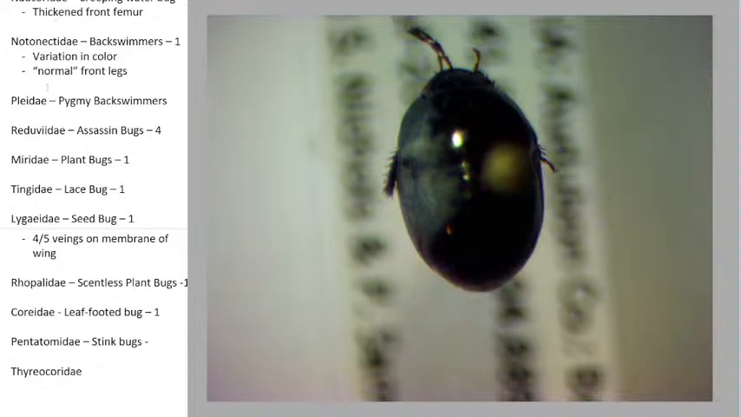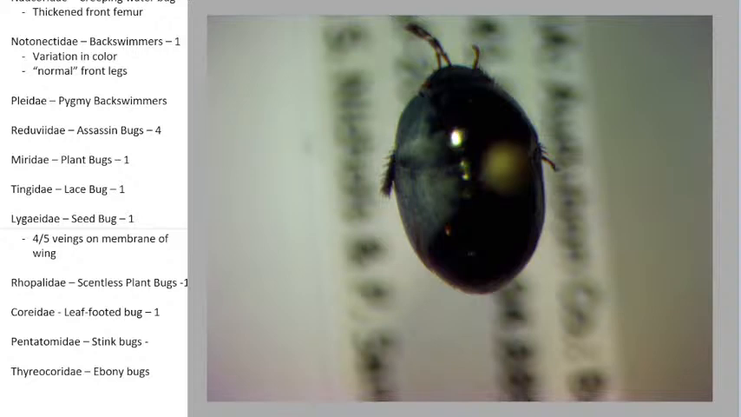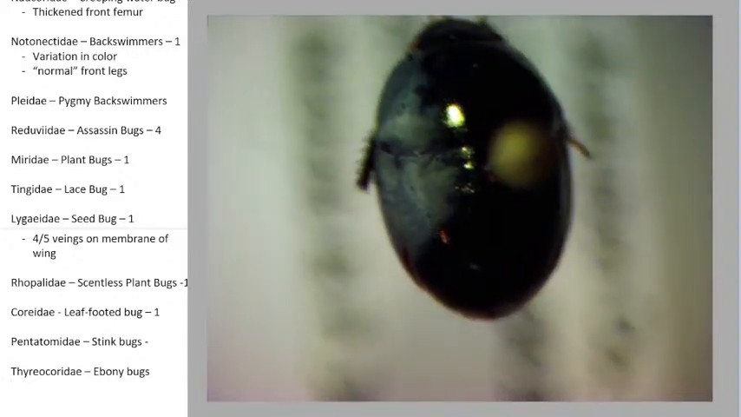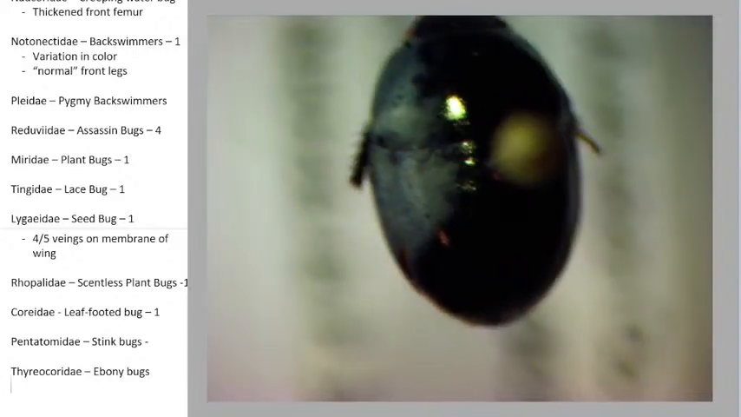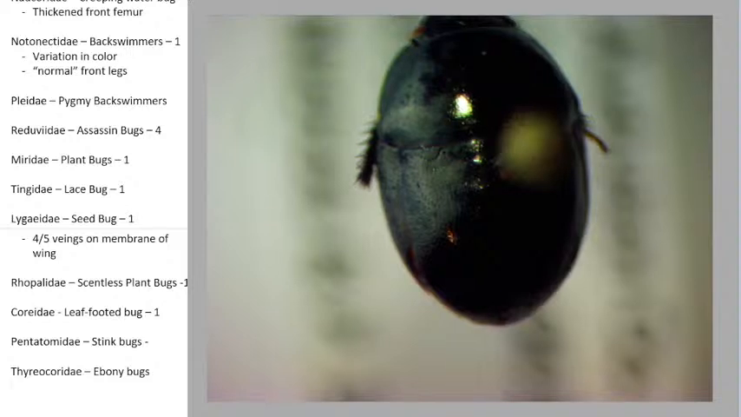Ebony bugs. Okay, so thyreochorids are pretty much always black and shiny. All right, they're very, very small. They are metallic. And if you look closely enough, they do have a scutellum.